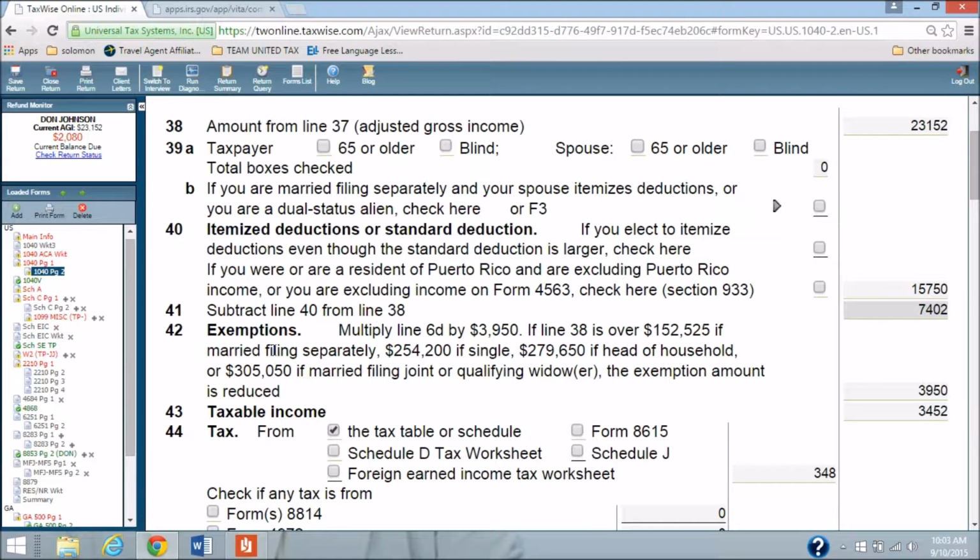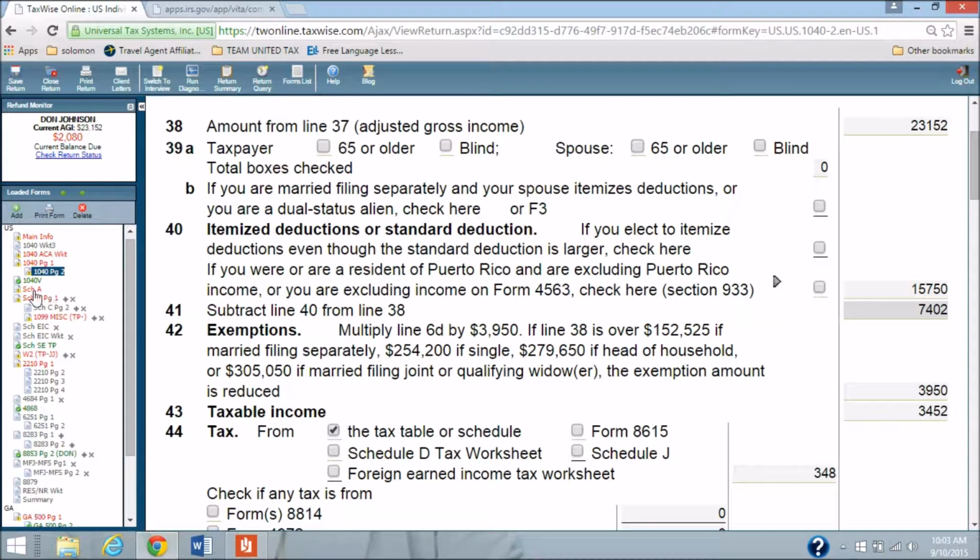Then you get an exemption. And what an exemption is basically an amount, and in this case, it's $3,900. So you get a personal exemption, and you get an exemption for each one of your dependents. So in this case, $3,950, that's going to subtract from this amount as well. So his taxable income is only $3,452. So he went from $23,000 in income to only having a taxable income of $3,452 because of the itemized deduction and his personal exemption.